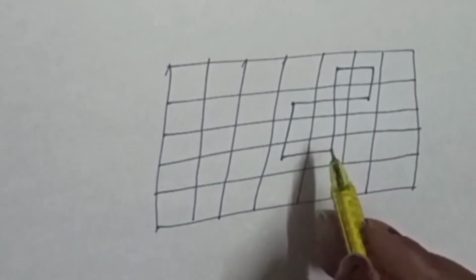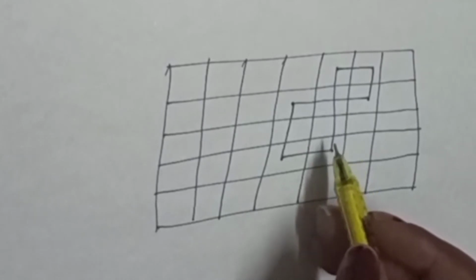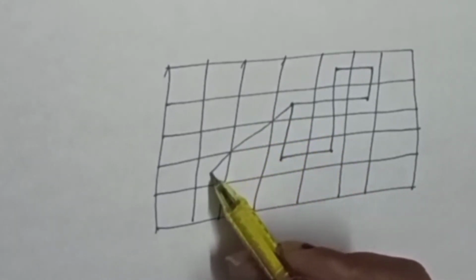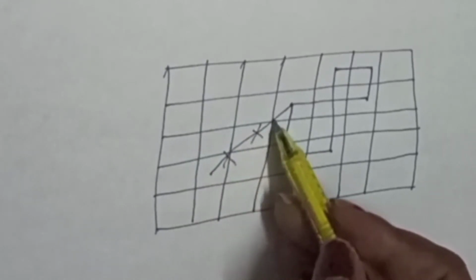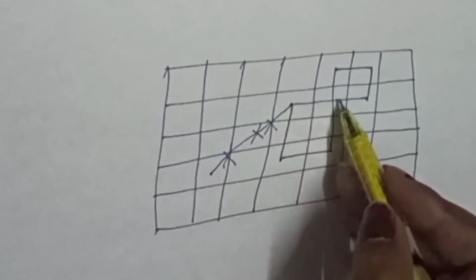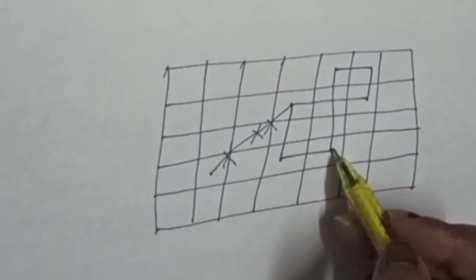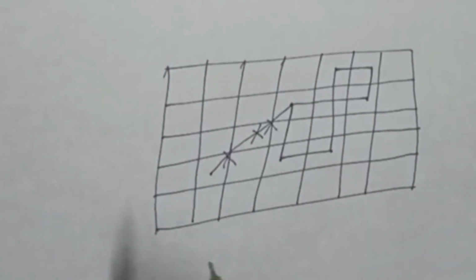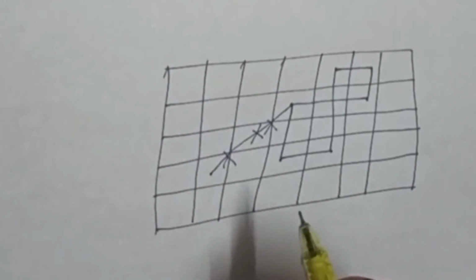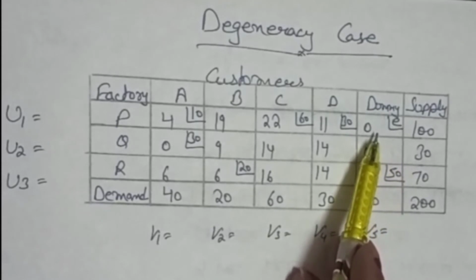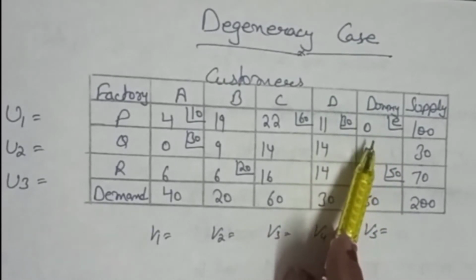The shape of the loop doesn't matter. The rule is only that we can't go diagonally, like we can't go in this way. This is the wrong way. You can go only in a horizontal way or only in a vertical way. These are the rules of loop formation. So students, now we have one more allocation in this cell. This allocation has been done on a loop formation basis.